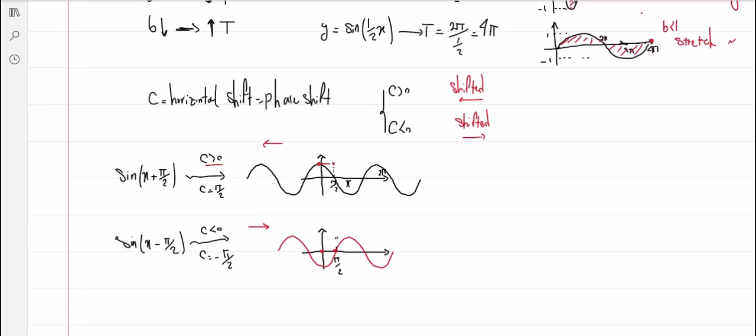As you see here, both of these functions oscillate between 1 and minus 1. So the amplitude has not changed, but the function has been shifted to the left side on the first one and to the right side on the second one. Now we are going to talk about the phase shift, which is the same as the horizontal shift. But when we state phase shift, we use terms like delay and advance.